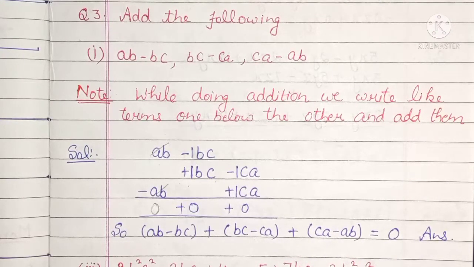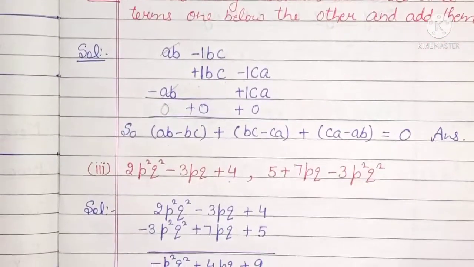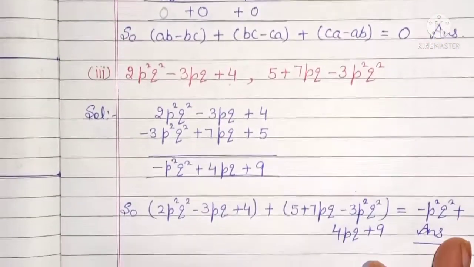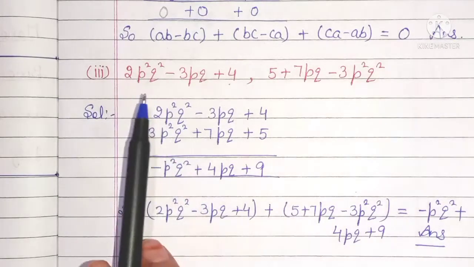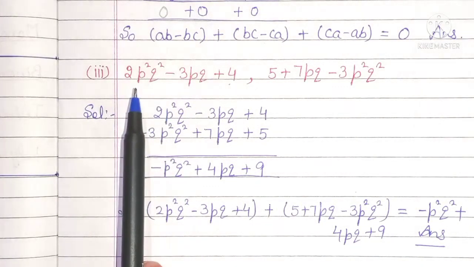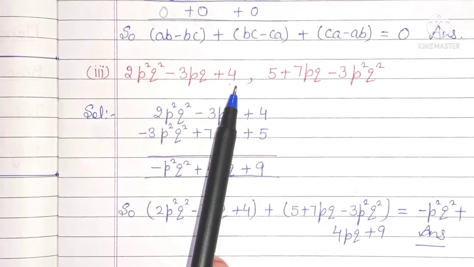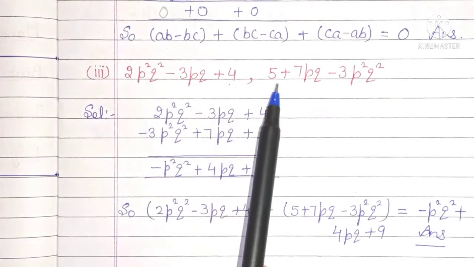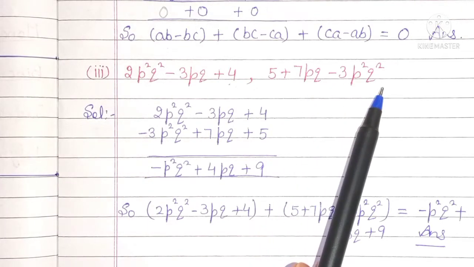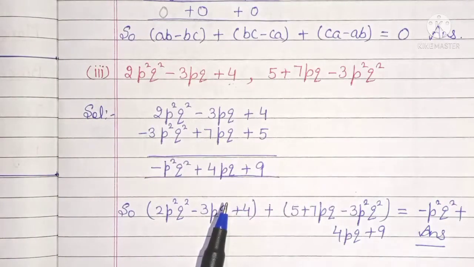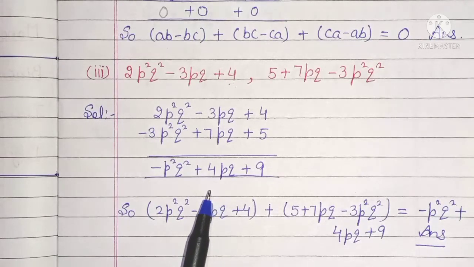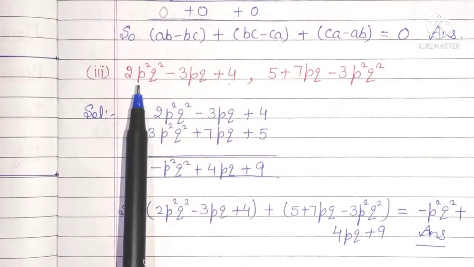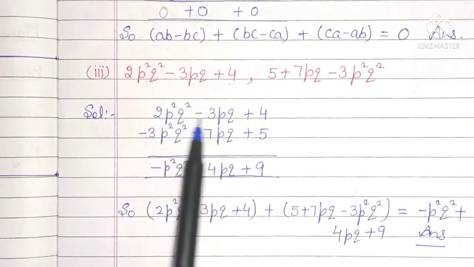Let's understand one more part of this question, that is the third part. So this is the third part. Here we need to add 2 expressions: 2p square q square minus 3pq plus 4 and 5 plus 7pq minus 3p square q square. So again we will use the same rule. While doing addition we will write like terms one below the other. So we need to choose the terms. First of all, the first expression I am writing as it is.